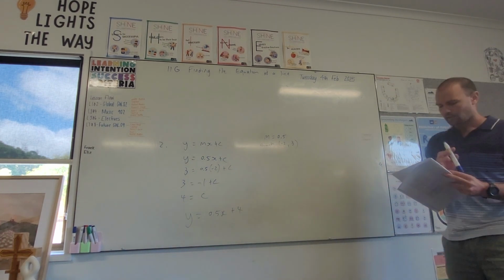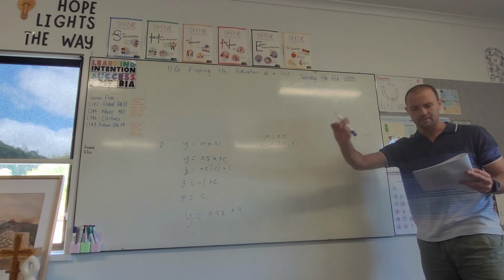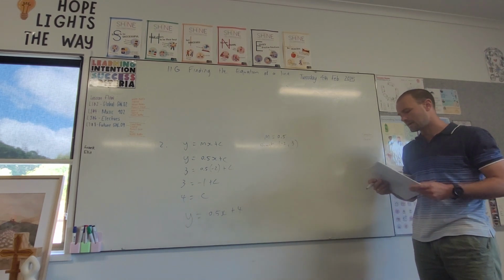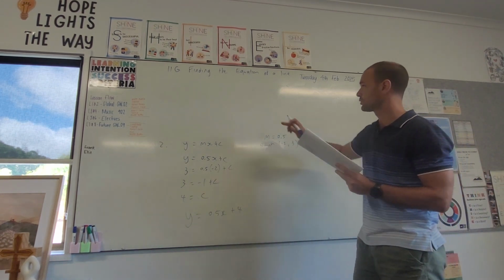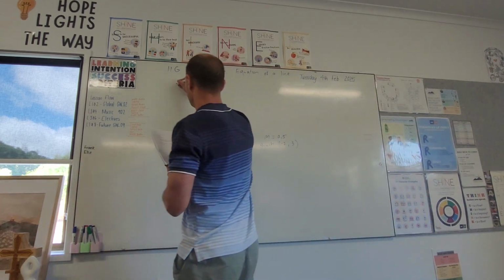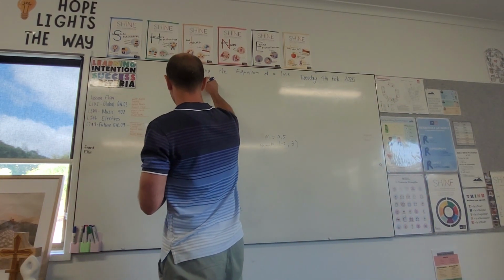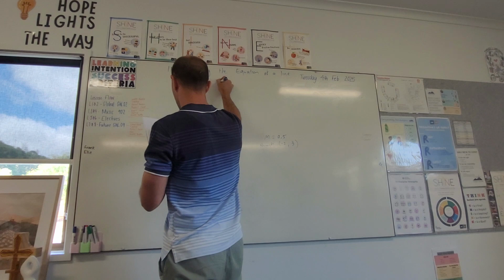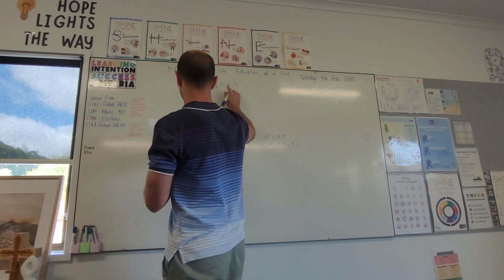Find the equation of a line perpendicular to this line, but it passes through the coordinate x is 2, y is 3. Okay, this one's going to be a bit tricky. So, we're told this line, y equals 2 on 3x plus 2.